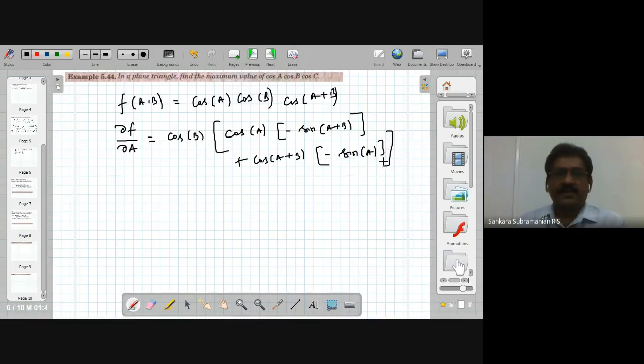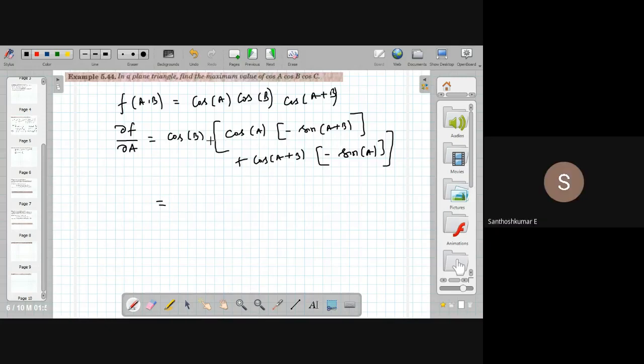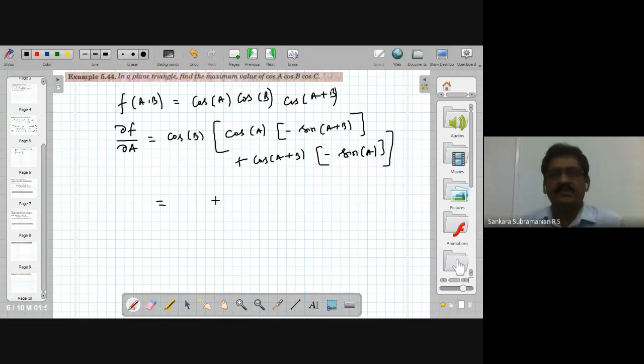Okay, so can you take some common terms here? Cos B is common to both the terms. Let me observe these two terms. Is there anything common? No, sir. Minus one is also common. Only the minus is common. Okay, fine.